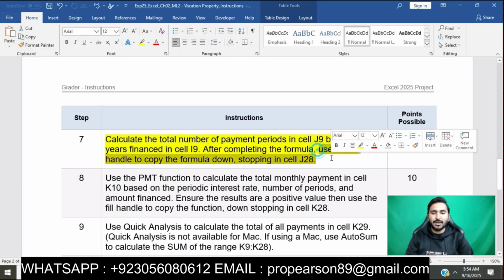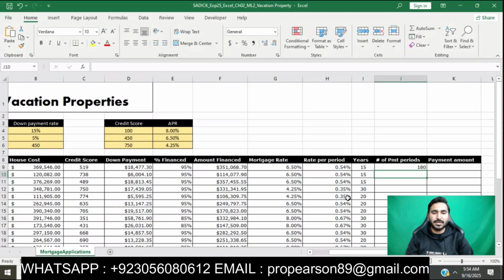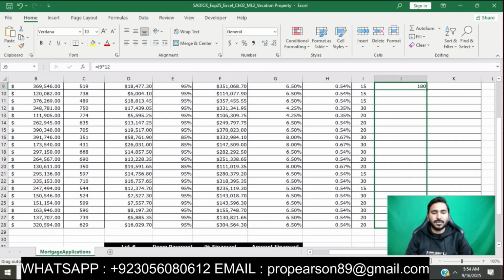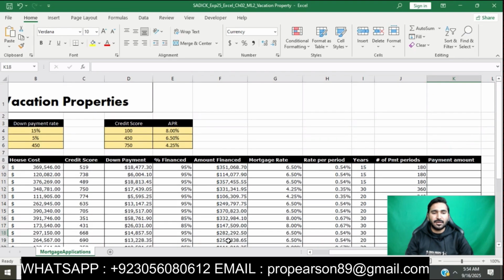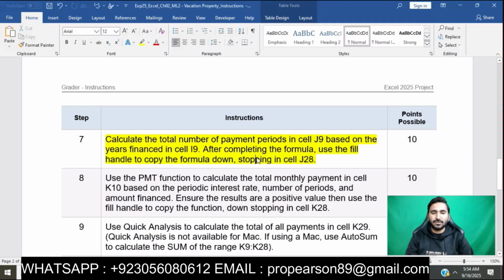Now use the fill handle to copy the formula down, stopping in cell J28. Use the fill handle to copy the formula down, stopping in J28. Now I am going to do the next question of this assignment, question number 8.